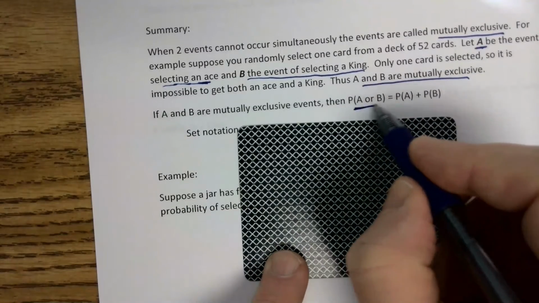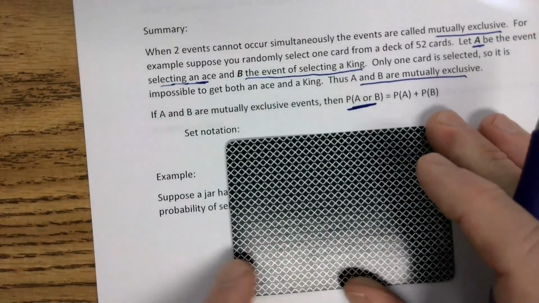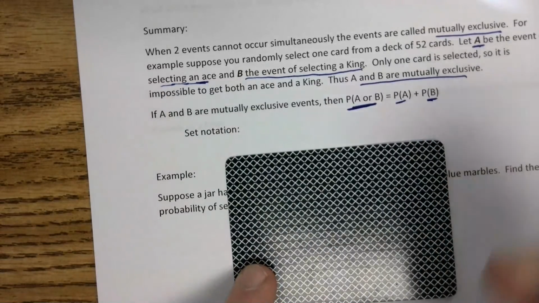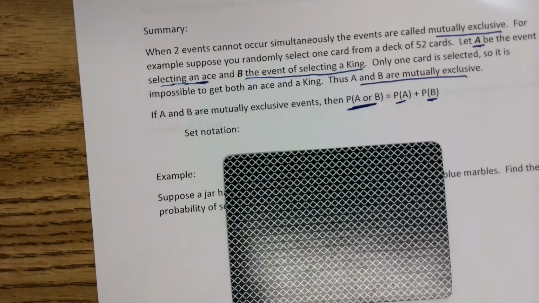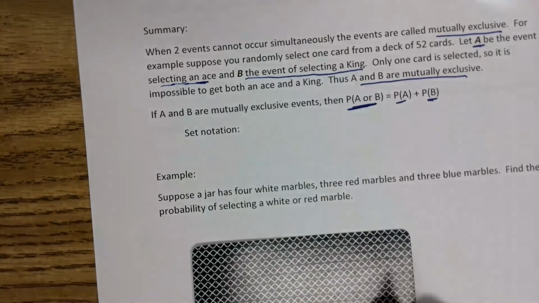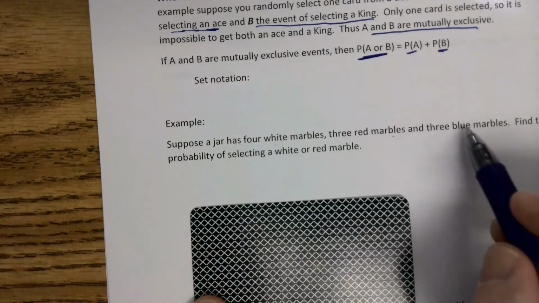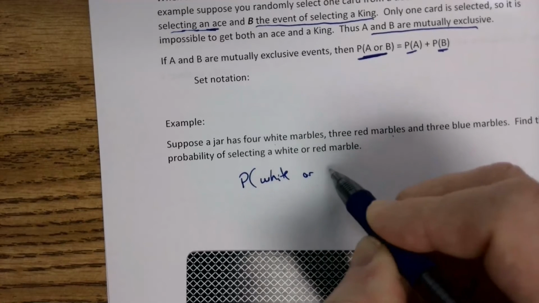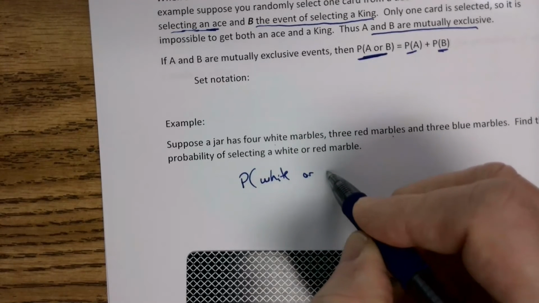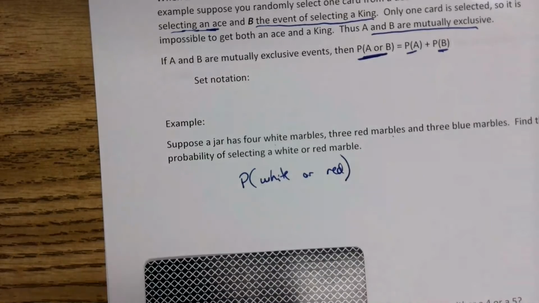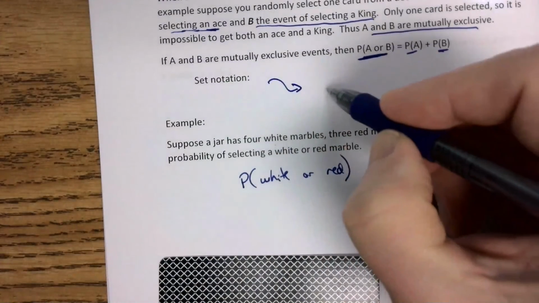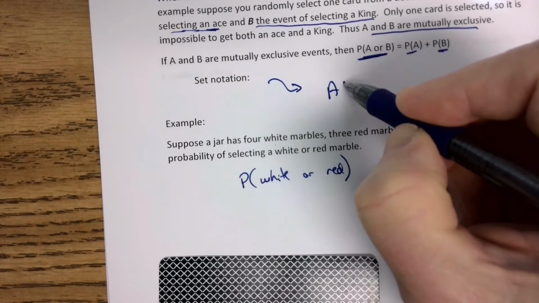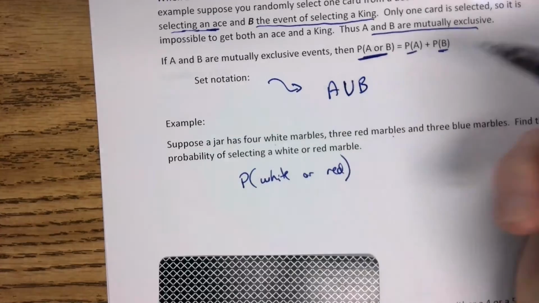If it's an or, if I want the probability of a king or an ace, then I can just add those probabilities. Doesn't this look a little bit like set notation when we did all that stuff? Okay. All right. So back to our jar with 4 whites, 3 reds, 3 blues. So what's the probability of white or red? Oh, I know set notation was A or B. Remember that? Okay.